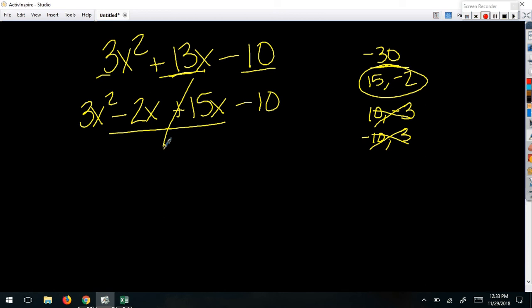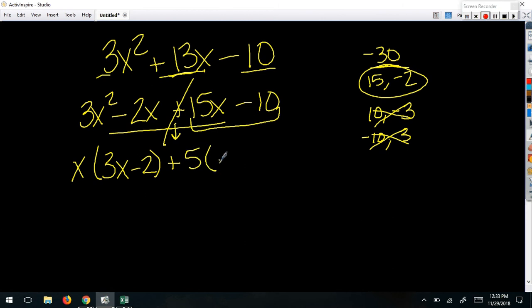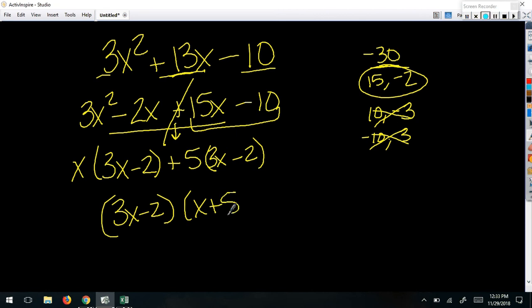GCF of the first two terms? What's left? Bring down the first sign. GCF of the second two. What's left? I didn't see the one in front of it. All right, so now the 3x minus 2 goes in the front, and I have x plus 5 left, and it's factored.